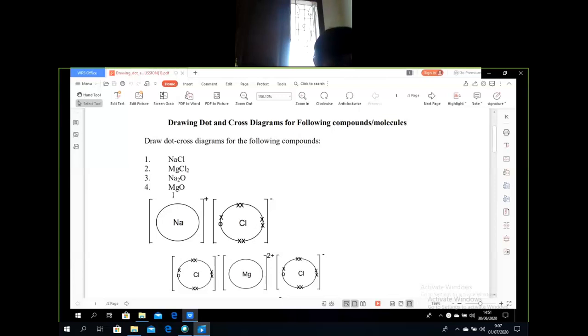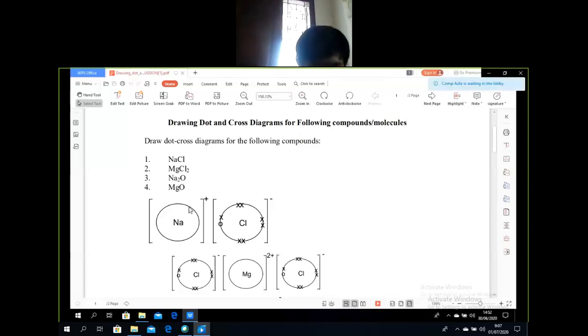Let's see here. This is sodium with chlorine. Sodium is metal, chlorine is non-metal. Also magnesium, metal, chlorine is non-metal. Sodium, metal, oxygen is non-metal, and also the last is magnesium, metal, oxygen is non-metal. So we have to draw like this.